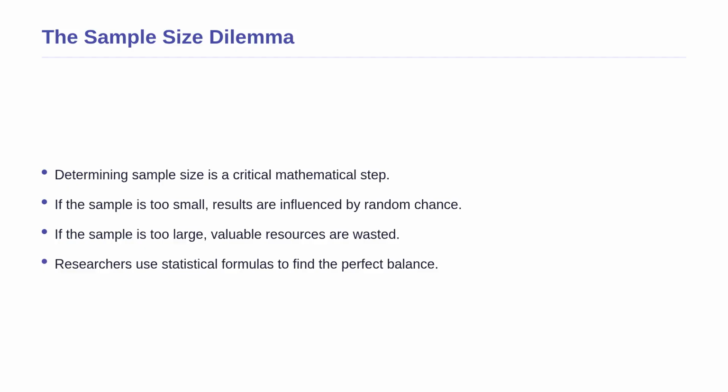This brings us to one of the most critical mathematical steps in developing your research plan: determining your sample size. Finding the right number of participants is a delicate balancing act. If your sample is too small, your results will be heavily influenced by random chance and will not accurately represent the real world. On the other hand, if your sample is too large, you will waste valuable time, money, and resources collecting unnecessary data. To find the perfect balance, researchers rely on specific statistical formulas during the planning phase.